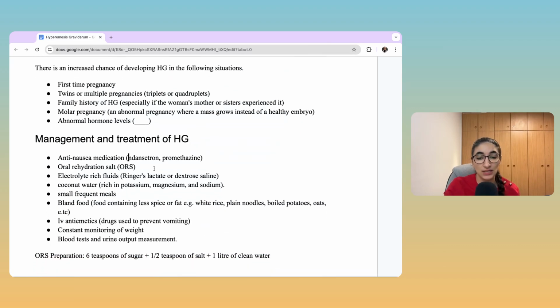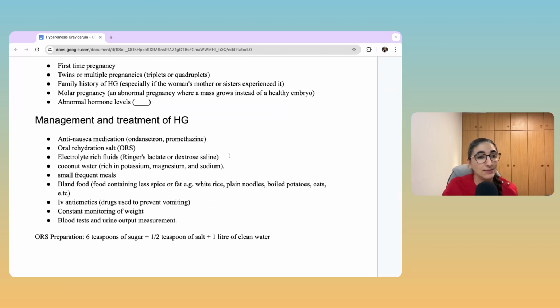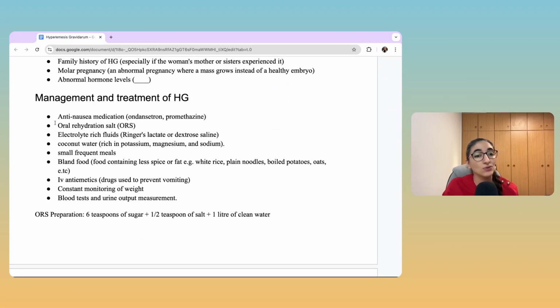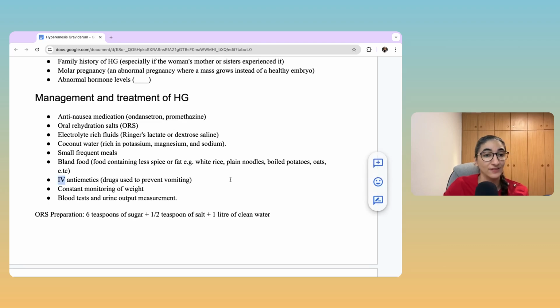So that doesn't need a capital letter because it's a medicine name. So ondansetron, promethazine, oral rehydration salts, electrolyte-rich fluids, coconut water. So we need to decide if we're going to have capital letters at the beginning of bullet points or not. But it looks like most of them are capital letters, and IV is definitely both capital letters, I and V. Then you've got electrolyte-rich fluids, coconut water, small frequent meals, bland food, food containing less spice or fat, e.g. white rice, plain noodles, oats, etc.